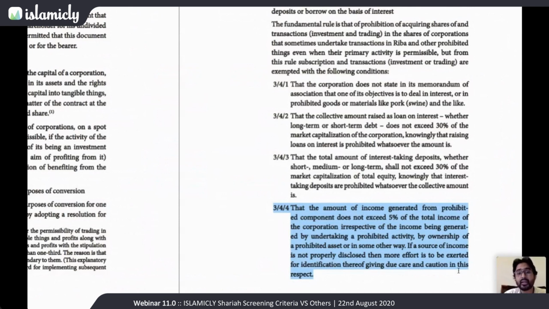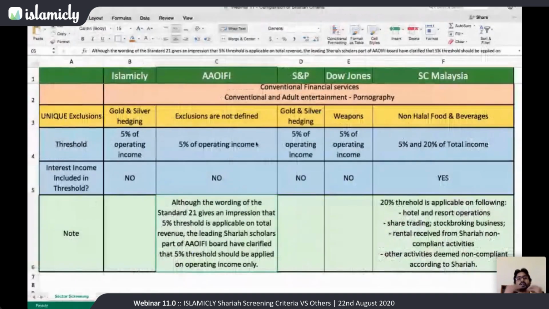By reading of this, it means that all non-permissible incomes, whether operating or non-operating, has to be considered as part of the 5% threshold. If the accumulation of all operating and non-operating non-permissible incomes exceed 5%, the company will be considered Sharia non-permissible from its business activity perspective. But the clarification that the Sharia scholars who were part of the AOFI standards board said that no, you should not screen that way. You should segregate operating and non-operating activities.